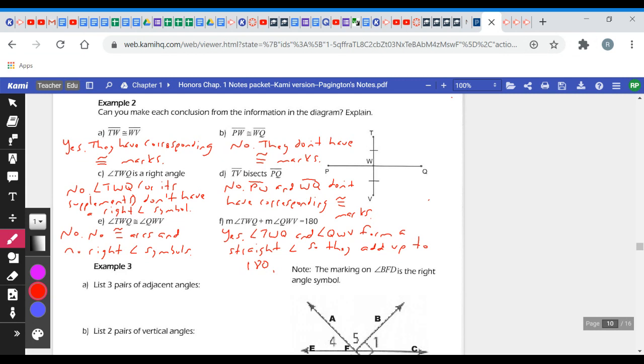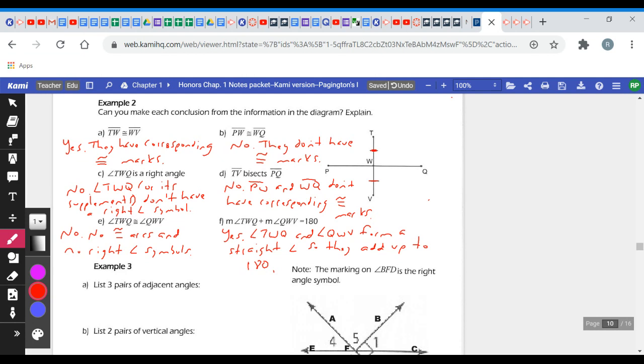Okay, welcome back. So let's go through this and you can check your answers as we go. Again, I highly recommend you take the time to fix them if needed, and learn what you got right, what you got wrong. So on A, it says TW is congruent to WV. If you look at that, TW and WV, I see those congruent marks. So yes, I know that those must be congruent because that's what those markings mean.